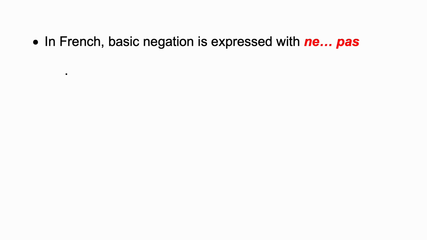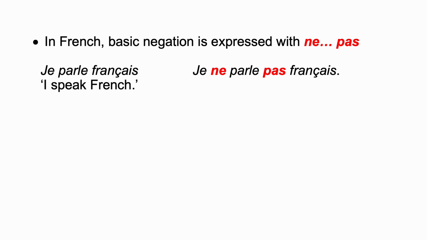In French, basic negation is expressed with two words, ne and pas, placed around the verb. So the negative equivalent of "je parle français", I speak French, is "je ne parle pas français", I don't speak French. Repeat after me, je ne parle pas français.